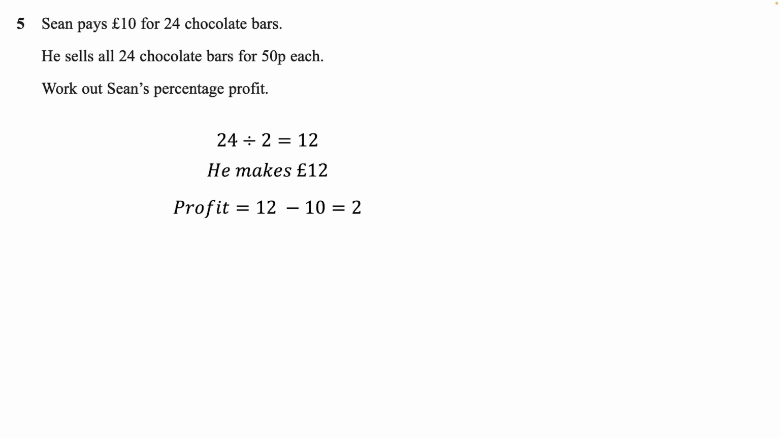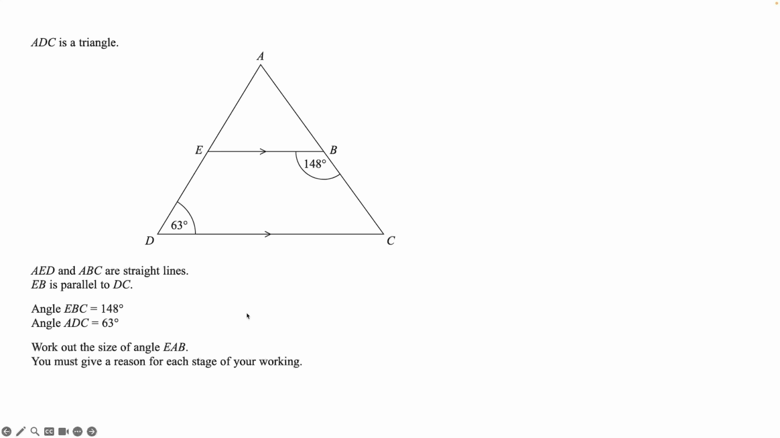We want to find out the profit as a percentage of his original budget. So let's think of it as a fraction first. It's going to be 2 over 10, because it's 2 over his original. To turn a fraction into a percentage, we just need the denominator to be 100. So we can multiply the numerator and the denominator by 10. That gives us 20 over 100, which is 20% profit.